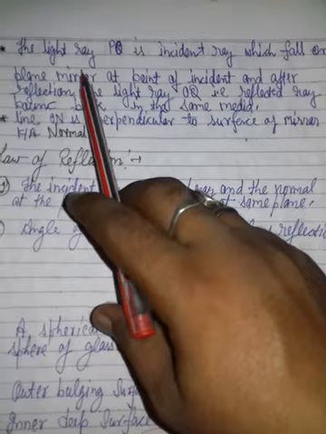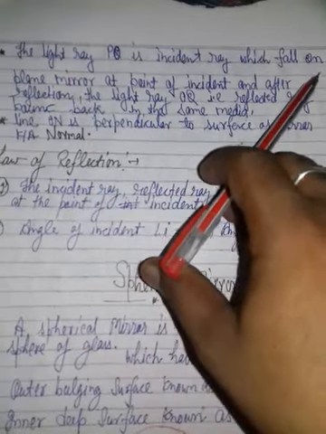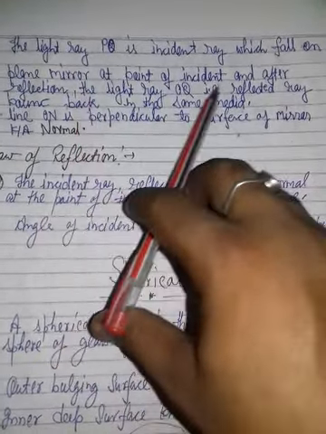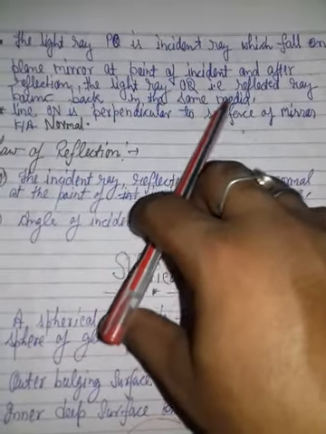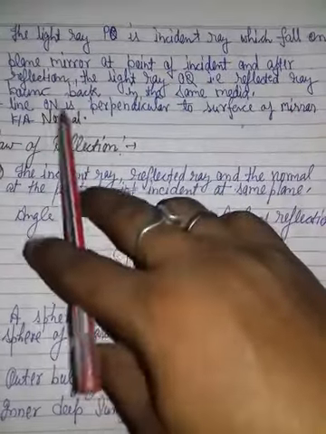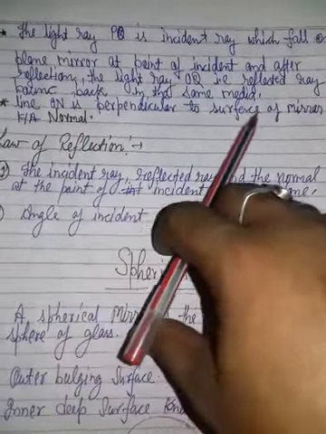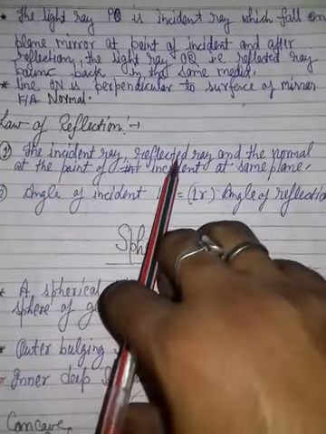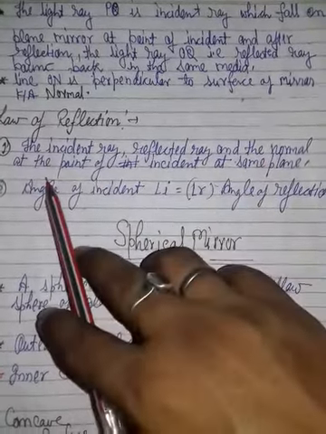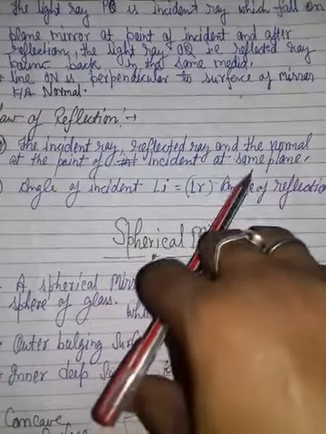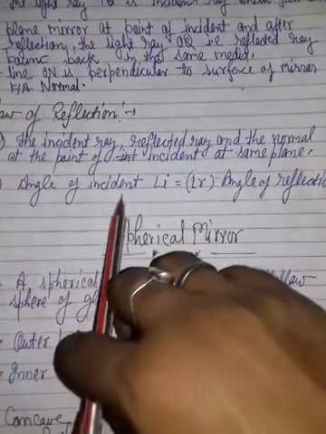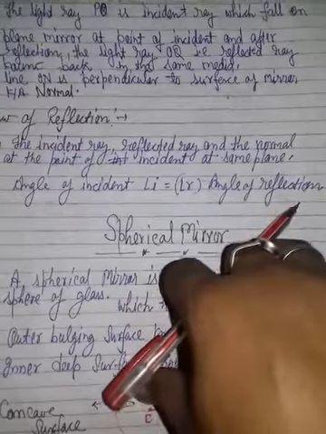It is clear that light ray PO is an incident ray which falls on the plane mirror at the point of incidence, and after reflection, the light ray OQ is the reflected ray and bounces back in the same medium, and the line ON, perpendicular to the surface of the medium, is called the normal. Laws of reflection: there are two laws. First, the incident ray, reflected ray, and normal at the point of incidence lie in the same plane. And the second law is that the angle of incidence is equal to the angle of reflection.